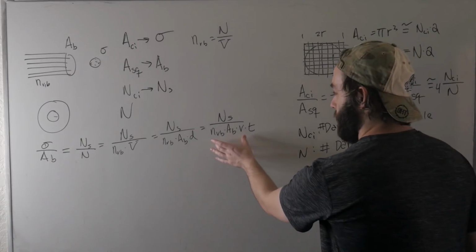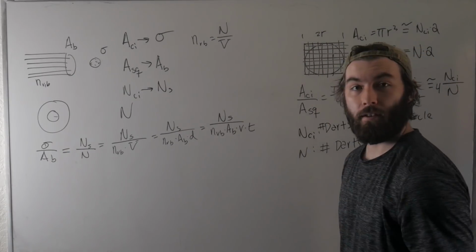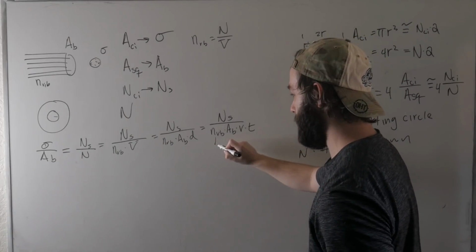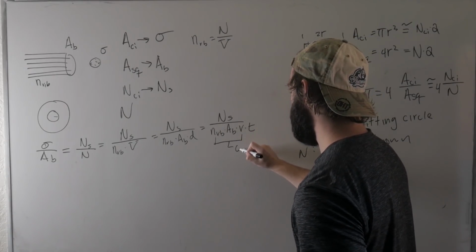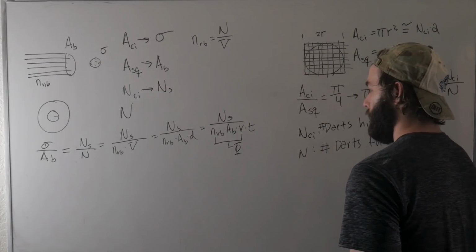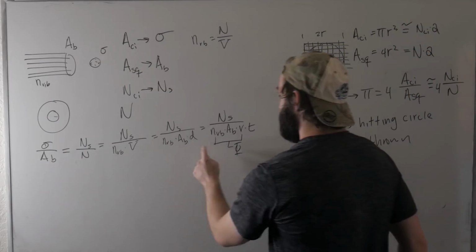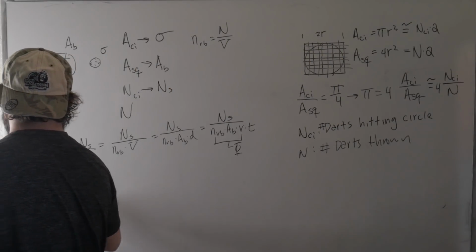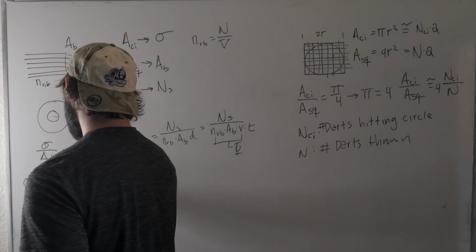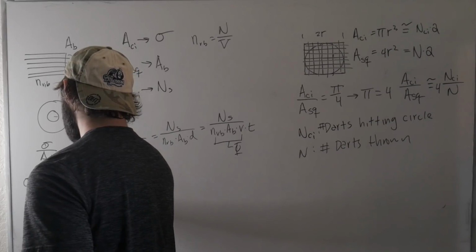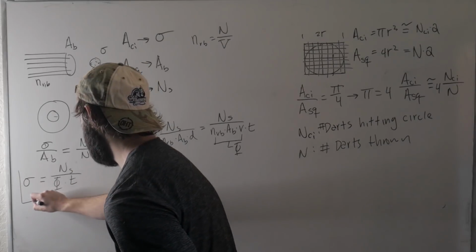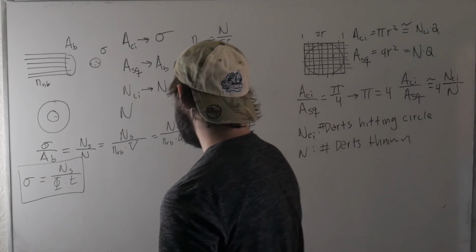Now, one thing that we define is the flux. The flux is defined by the volumetric number density times the velocity. This is just flux. Okay? And these areas end up canceling. So we get that the cross-section for a single target is equal to the number of scattering events divided by the flux of the beam times the time of the experiment. Nice and simple expression.